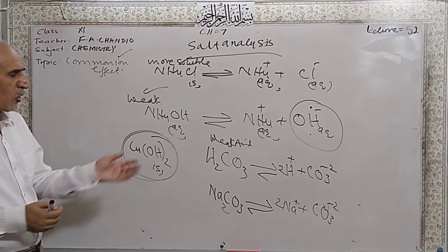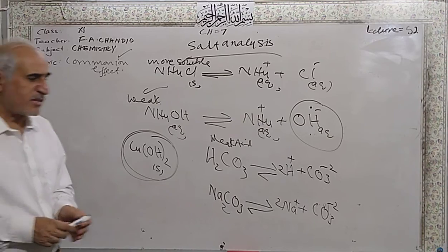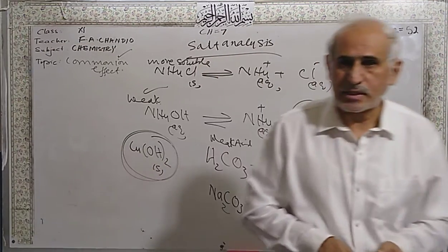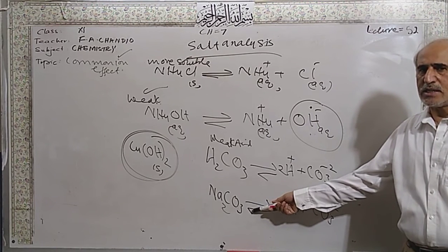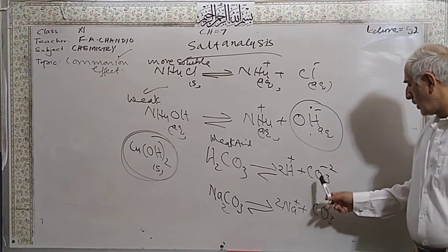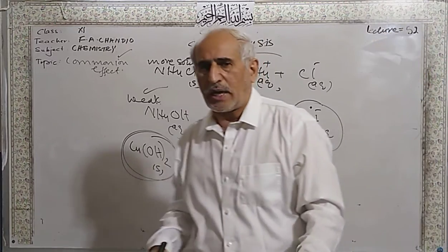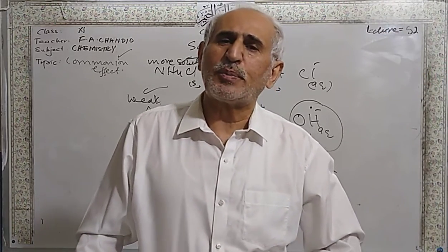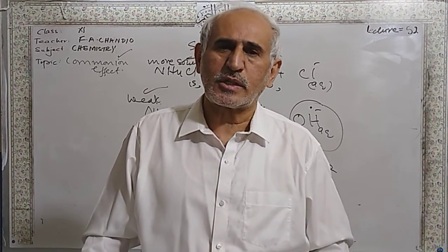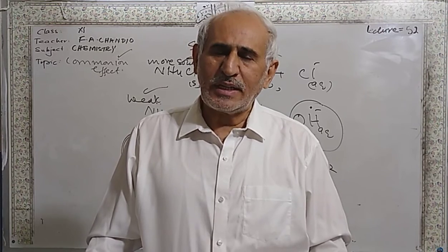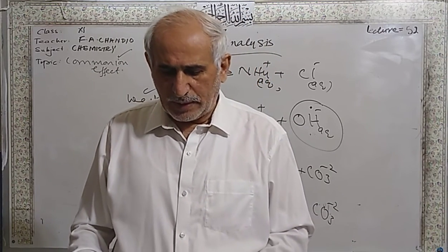This is also used for the detection of cations, meaning basic radicals, in salt analysis. Sodium carbonate is highly soluble and carbonic acid is weak, so carbonate is a common ion. When you follow the same procedure I told you, the carbonates will be precipitated out. The reaction goes to the reverse side. So these are the applications of the common ion effect.